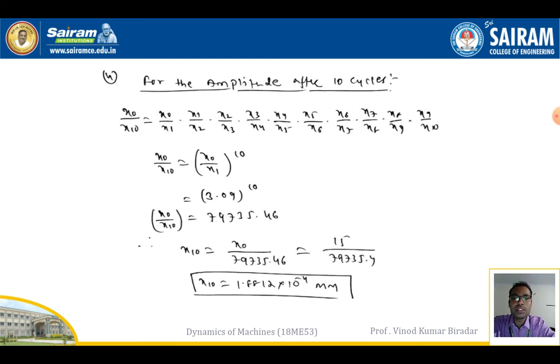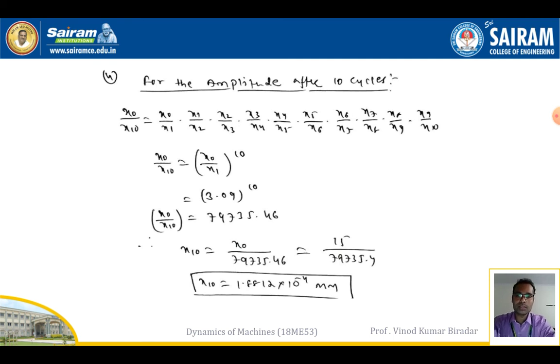So x naught by x10 is equal to 79735.46. Therefore x10 is equal to x naught divided by that value. x naught, the initial amplitude, is given as 15. Just substitute in that, and you are going to get x10 is equal to 1.8812 into 10 to the power of minus 4 mm. This is the amplitude after the 10 cycles.